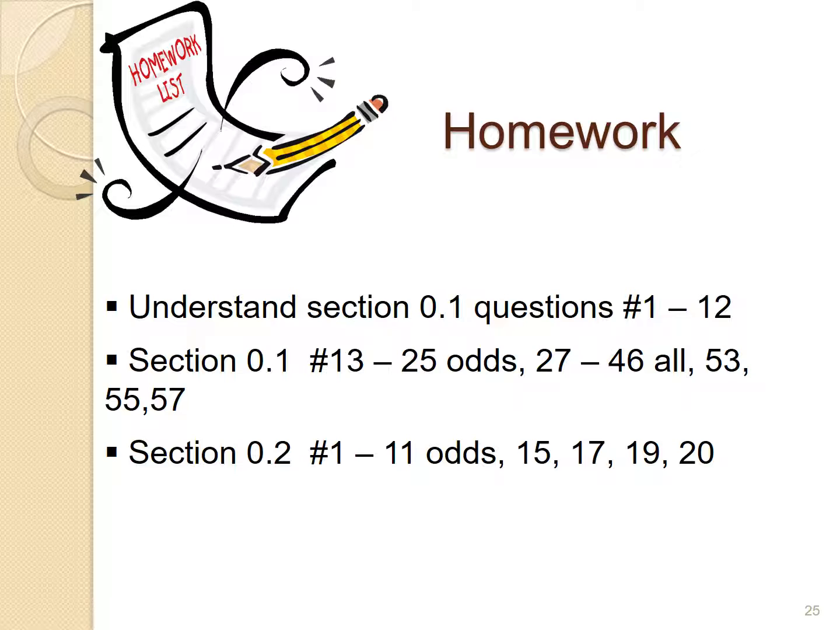For section 0.2, do the first 11, just the odds, not the evens, not 2, 4, 6, and so on. And then 15, 17, 19, and 20. Now, I'll list these on Moodle, so you don't have to come in here to get them. And as I make videos, I may very well put these on, but I'm assuming you'll get it from Moodle as well. So you can go ahead and get started on that and have more tomorrow.